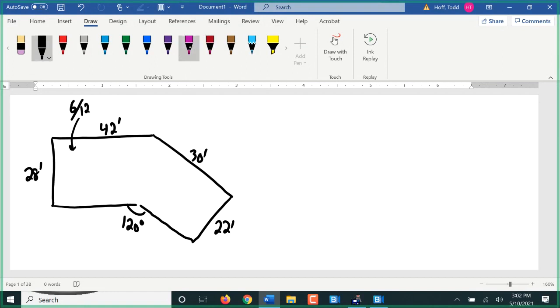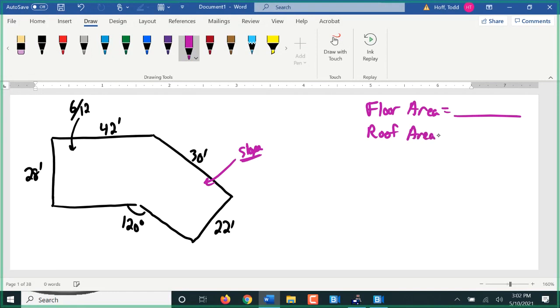So a couple of things we're going to be asked to find. We're going to be asked to find the slope at roof. We're going to be asked to find the floor area and the roof area. So let's start out with that floor area.